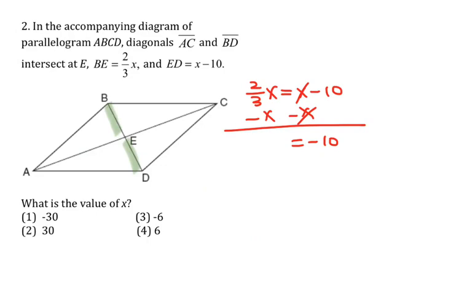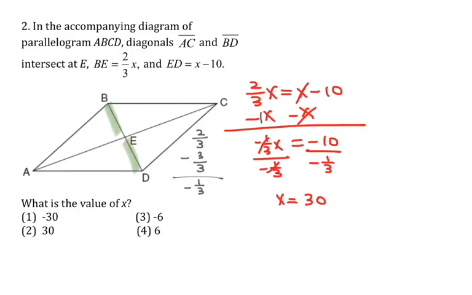Then how would you subtract 2/3 x minus x? Notice that there's a 1 hidden inside. That simply means 2/3 minus 3 over 3. Because 1 is 3 over 3, having the common denominator, we are left with negative 1/3. So here we have negative 1/3 x. Then to have x by itself, we're going to divide by negative 1/3. You can see that the negatives cancel out. We get x equals positive. Dividing by 1/3 is the same thing as multiplication by 3. So we get 30 as our answer. And as you can see, they're looking for the value of x, so it would have been choice 2.